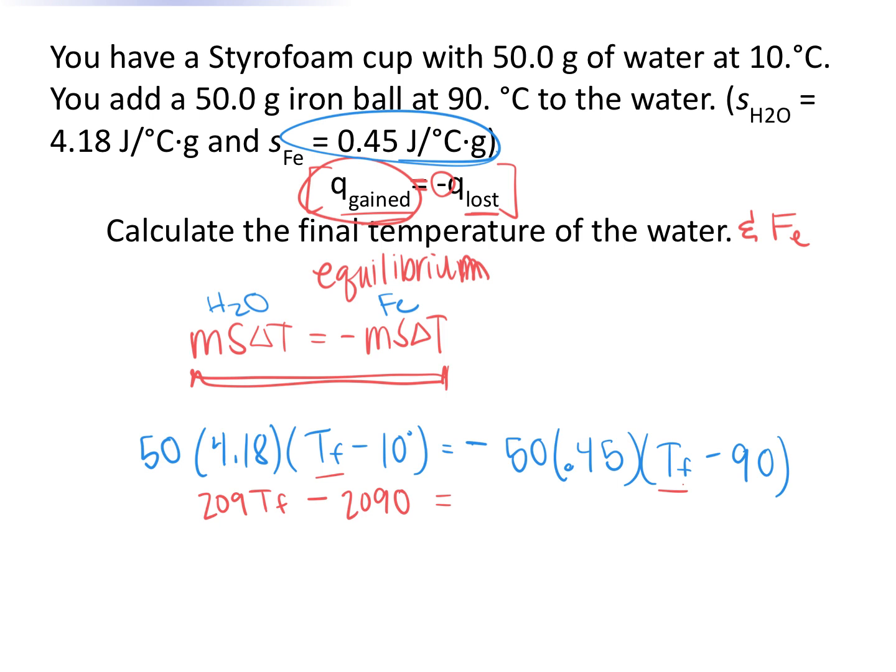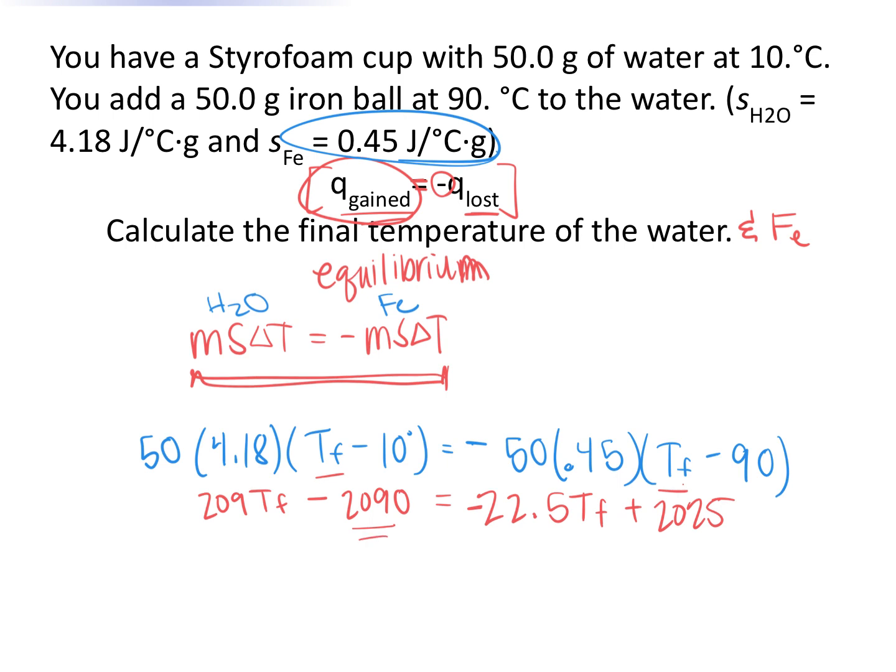Okay, on the other side, I get negative 22.5 TF. And this will be plus 2,025 because of these two negatives. When we multiply that together, that's what's going to give me that plus sign.